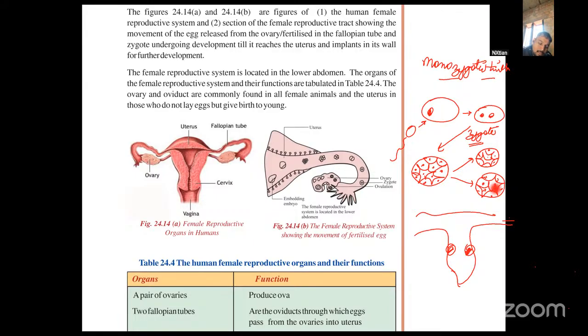See, in this case, one ova is released by this ovary and one ova is released by this ovary. Now this came to this side and this also came to this side. Now sperm came, and that sperm travels and fertilizes this ova, and another sperm fertilizes this ova. Now both zygotes are formed, and both zygotes implant in the uterus.